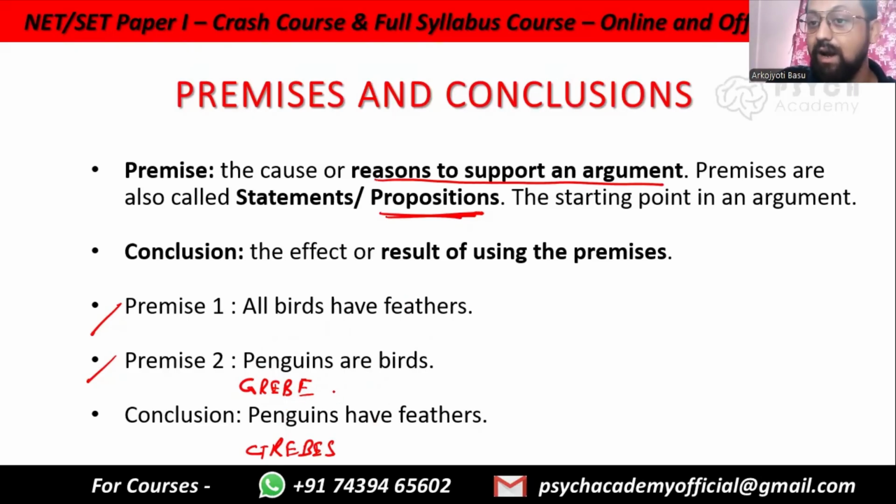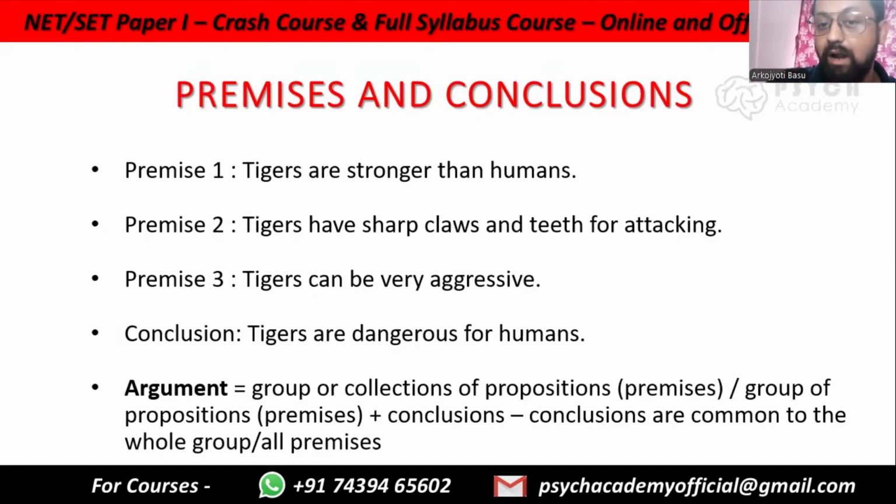So when we take the penguin example, it is very relatable, very easy to understand, so why do we even need a kind of reasoning? But when you have other kinds of information about which you do not know very well, then reasoning becomes extremely important, and which is what is required in any kind of research or inquiry. So another example. Premise 1, tigers are stronger than humans. Premise 2, tigers have sharp claws and teeth for attacking. Premise 3, tigers can be very aggressive. Conclusion, tigers are dangerous for humans.